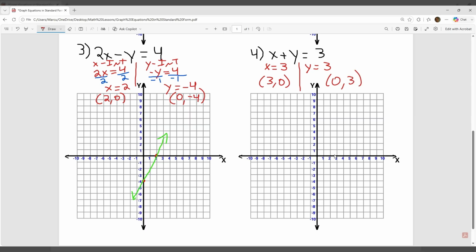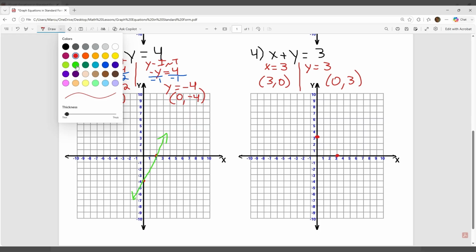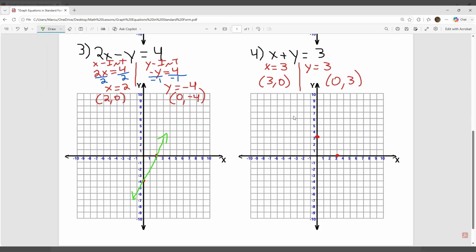So on your x-axis, you look for 3. And on your y-axis, you also look for 3. And once you have your 2 points, you can go ahead and connect them and draw your line. And when I say line, by definition, a line must have those 2 arrows, which means it goes on forever on both ends.